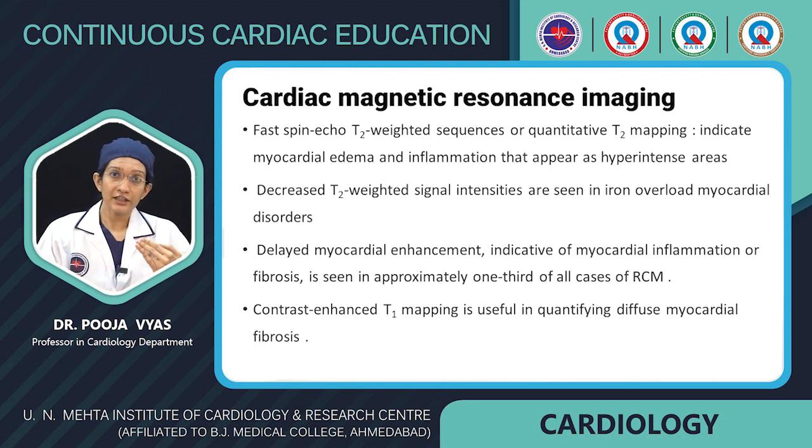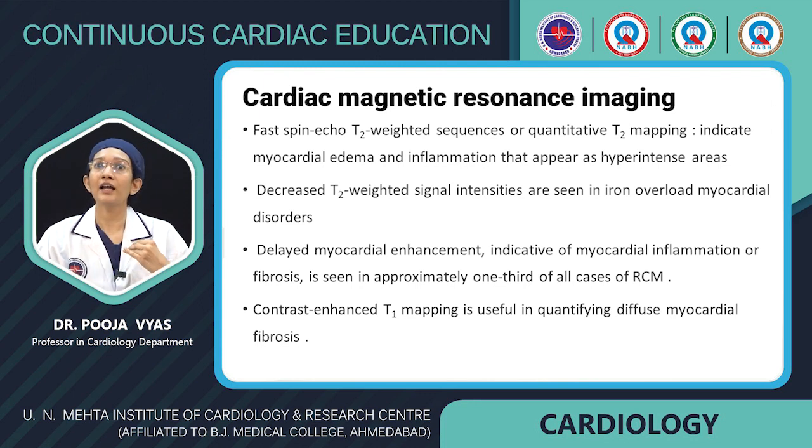Similarly, if on T2 weighted sequences we find decreased signal intensities in contrast to hyperintense areas, decreased signals will be found in patients with iron overload myocardial disorders, like in patients with hemochromatosis. And delayed myocardial enhancement, which is also indicative of myocardial inflammation and fibrosis, is seen in approximately 1/3 of all the cases of RCMP. And T1 mapping is also useful in quantifying diffuse myocardial fibrosis.